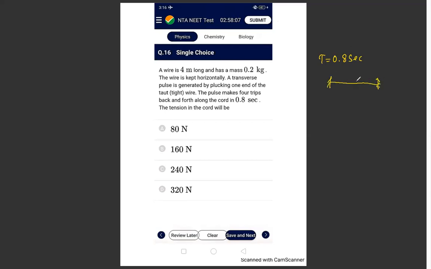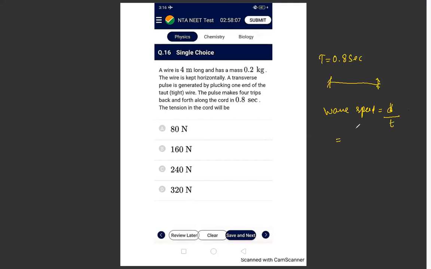The string is fixed at both the ends. So how do we find out the wave speed? The length of 4 meter is there, no? 4 trips means the total distance covered, and speed is total distance divided by time.